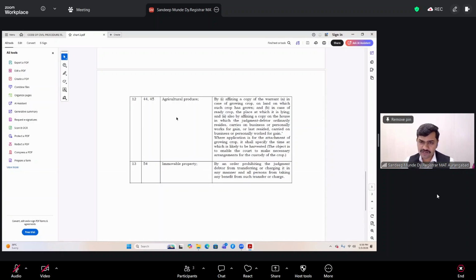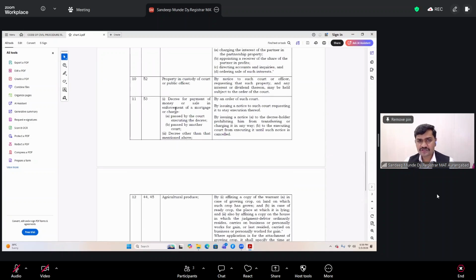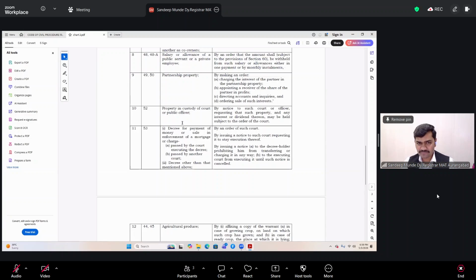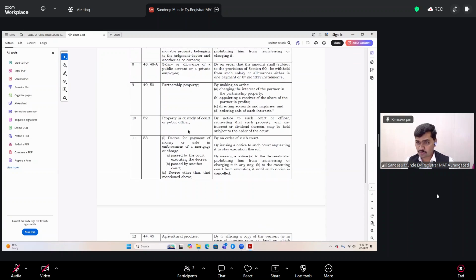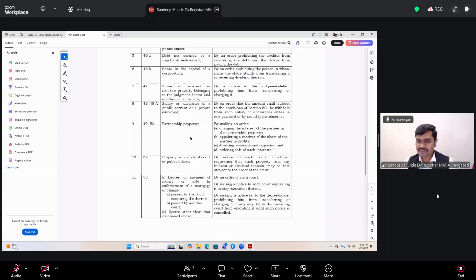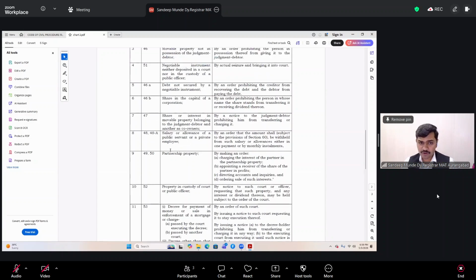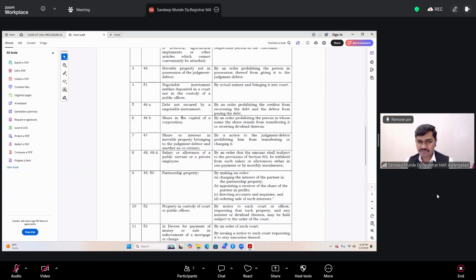Rules 44 and 45 deal with agricultural produce. Rule 53 deals with a decree for payment of money. Rule 52: property in the custody of the court or a public officer. Rules 49 and 50: when the property is partnership property. Rule 48: salary or allowances of a public servant or a private employee. Rule 47: share or interest in movable property belonging to the judgment debtor and another co-owner. Rule 46B: share in the capital of a corporation, by an order prohibiting the person in whose name the share stands from transferring it or receiving dividends thereon.